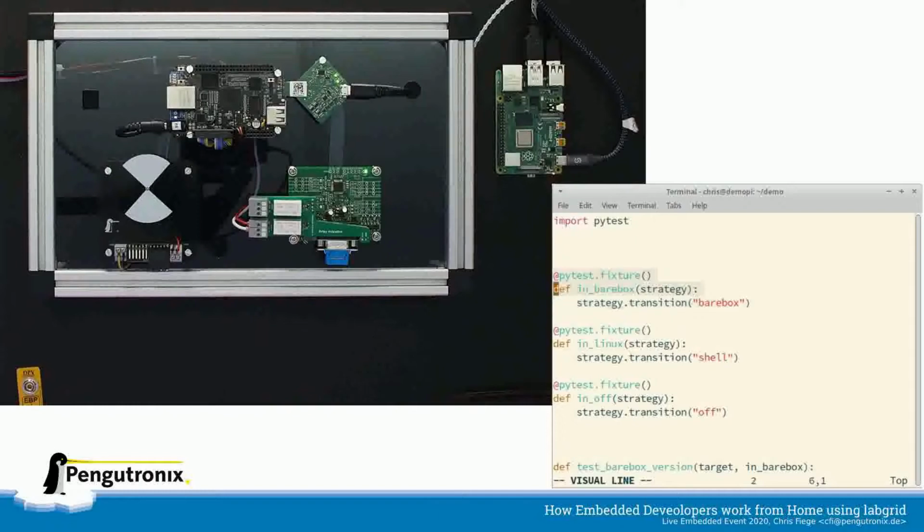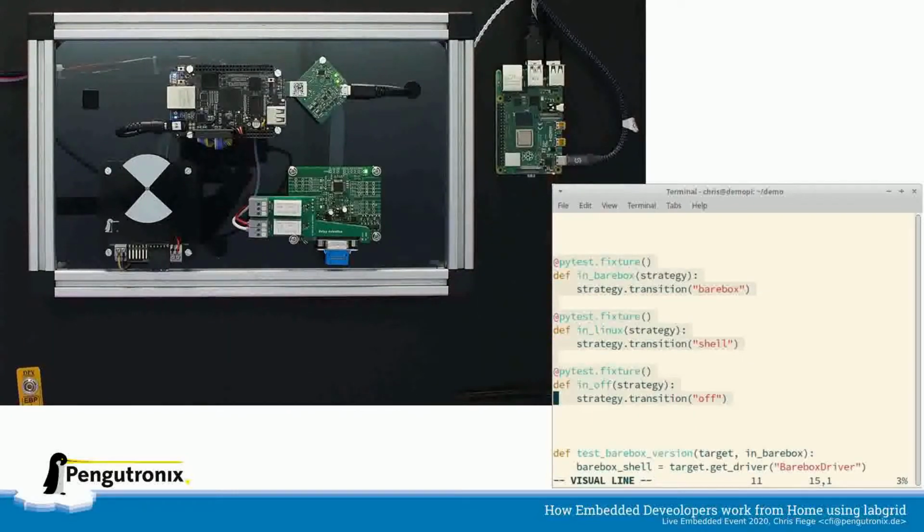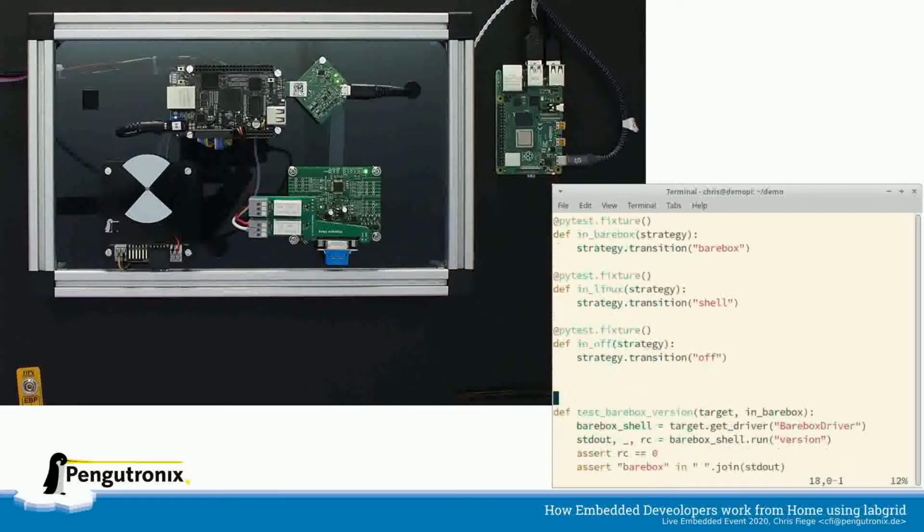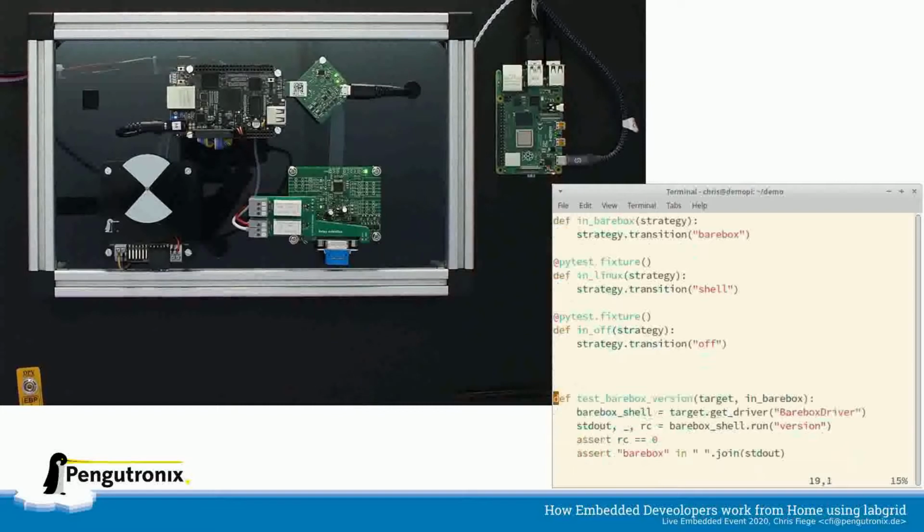And so I create a strategy for every state I want to reach inside my strategy. One for the barebox state, one for the shell state, and one for the off state. And now I can just start writing tests like I would write tests for some simple Python script. For example, this test will again run this ominous version command inside our bootloader. To do so, we will use the barebox fixture.